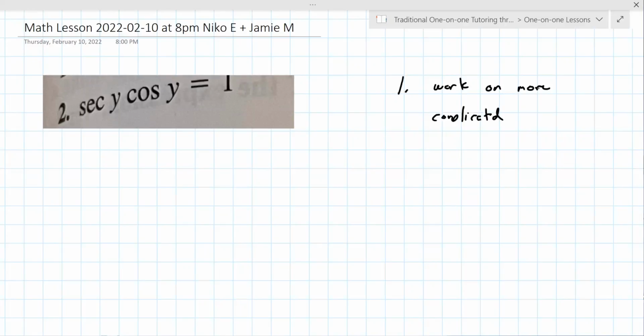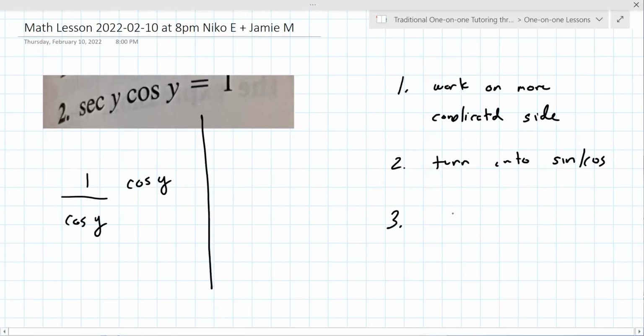In math, whichever side looks worse, you have to work with that. Another strategy is to turn everything into sine or cosine. So if you recall, secant is 1 over cosine of y, and cosine is just cosine of y.